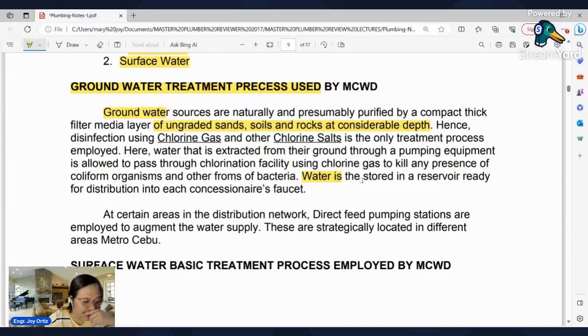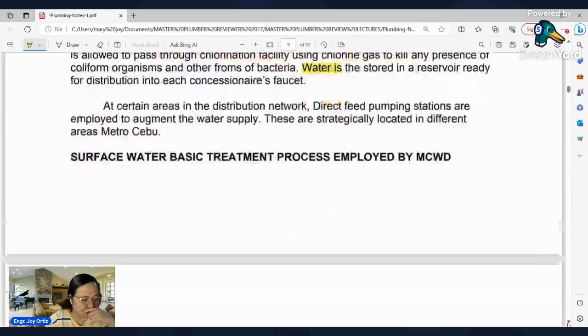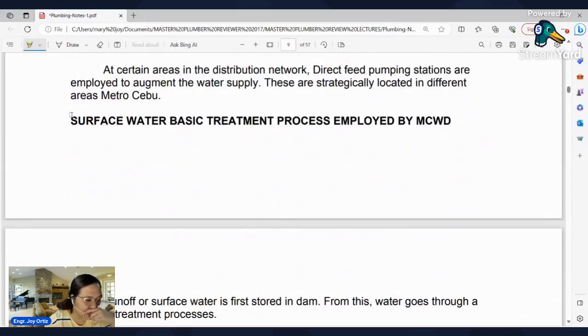So, at certain areas in the distribution network, there is a direct feed pumping station, and another pumping station, which we design, are employed to augment the water supply. These are strategically located in different areas in Metro Cebu. So, what is surface water and the basic treatment process employed by MCWD?